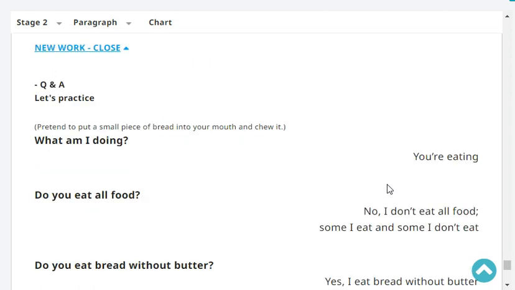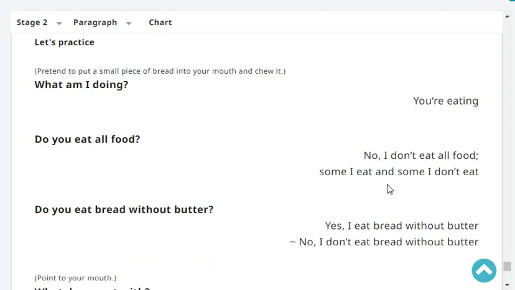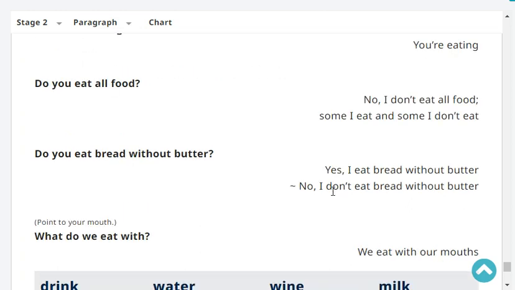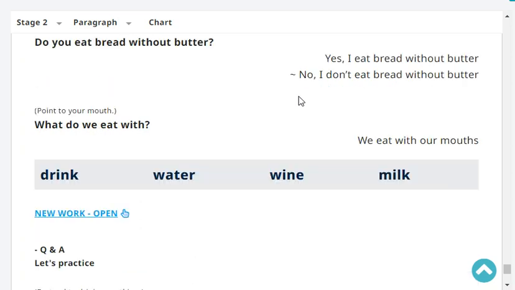Let's practice. What am I doing? You're eating. Do you eat all food? Yes or no? No, I don't eat all food. Some I eat, and some I don't eat. Do you eat bread without butter? Yes, I eat bread without butter. Very good. What do we eat with? We eat with our mouth. Very good. Next, repeat.